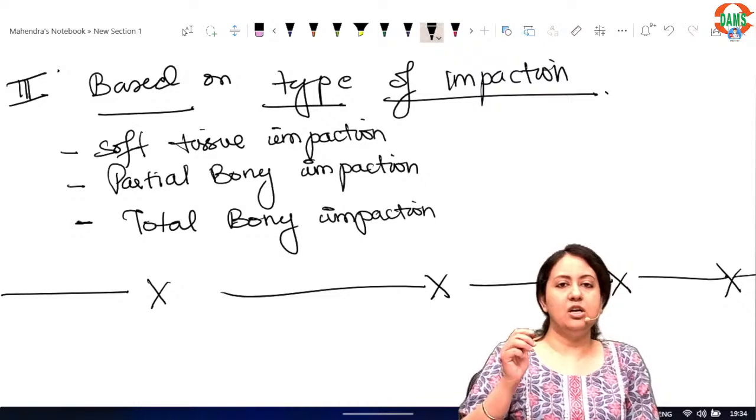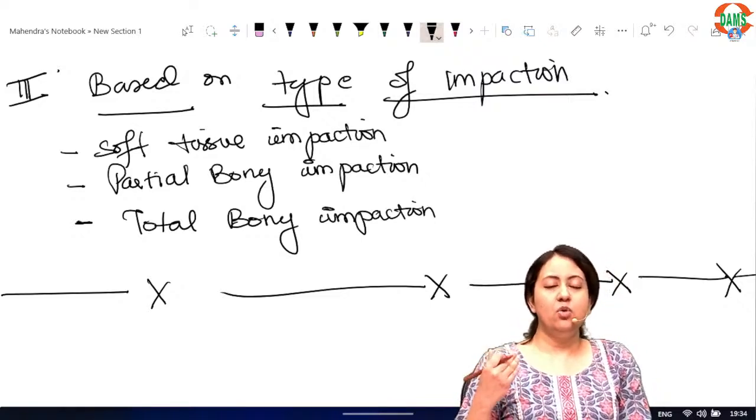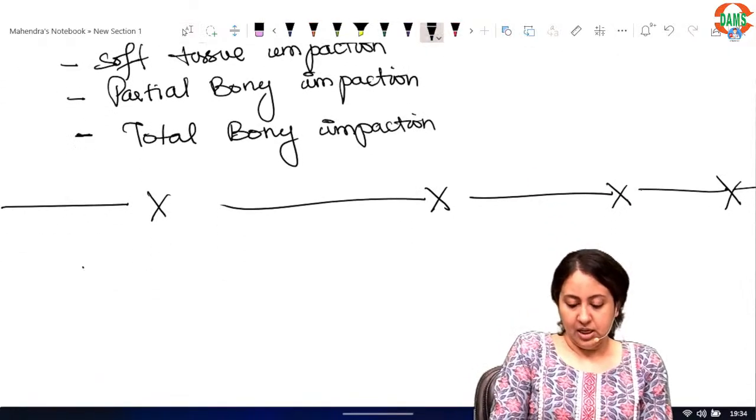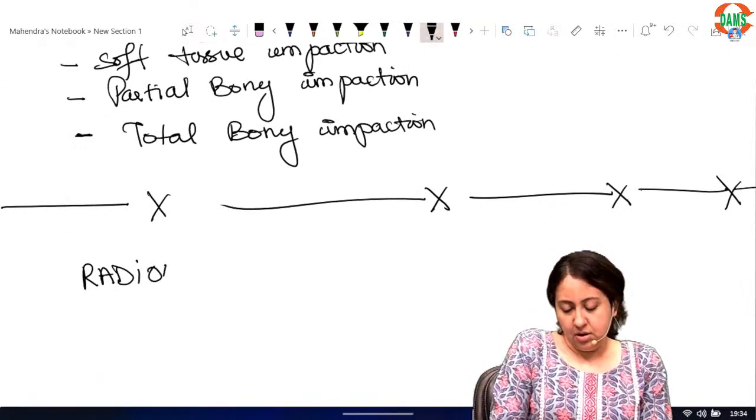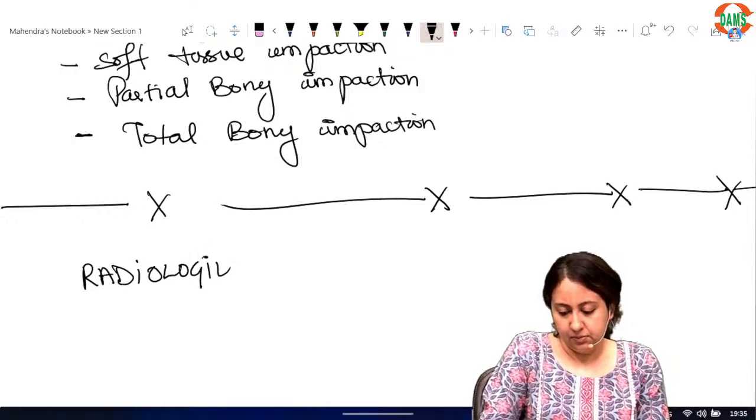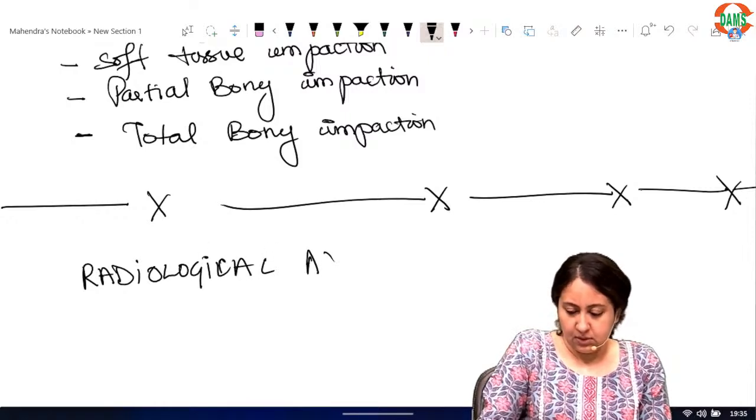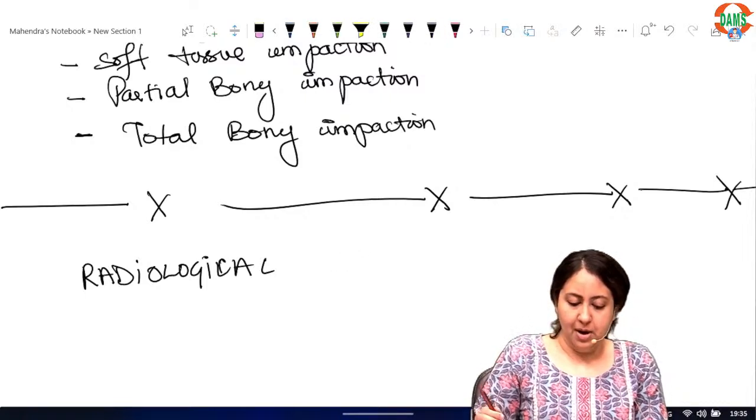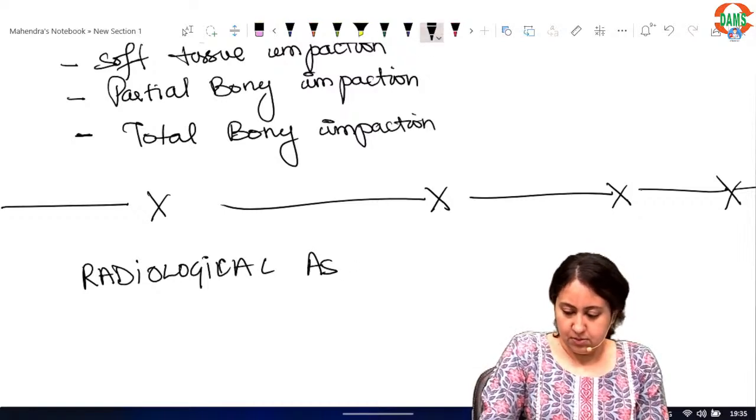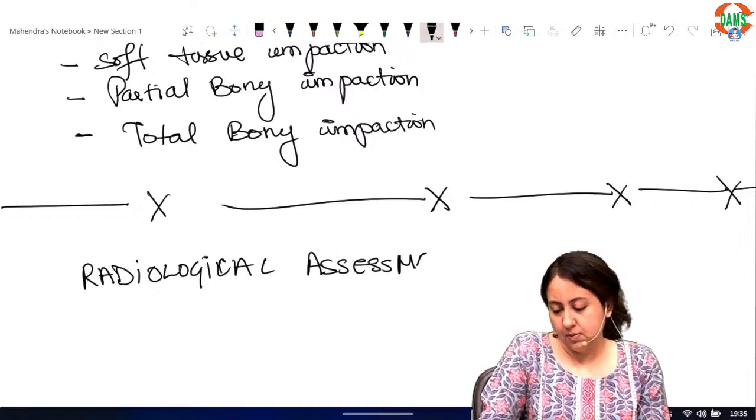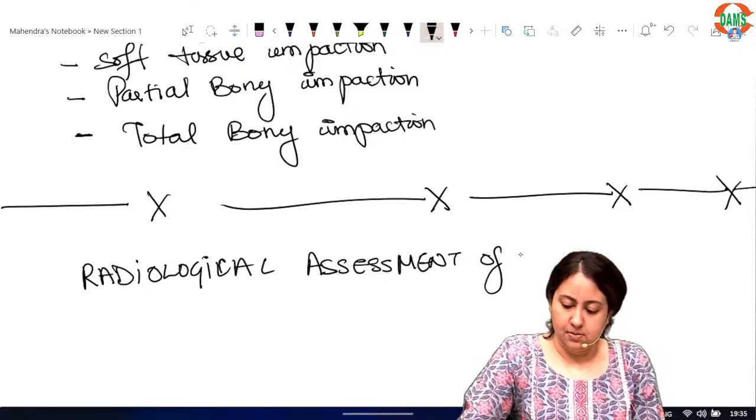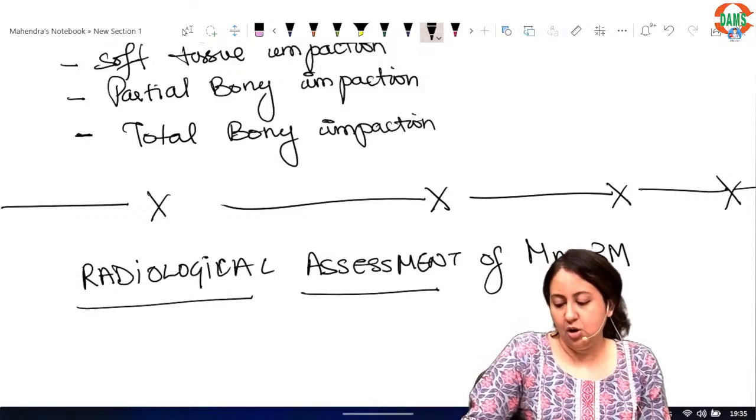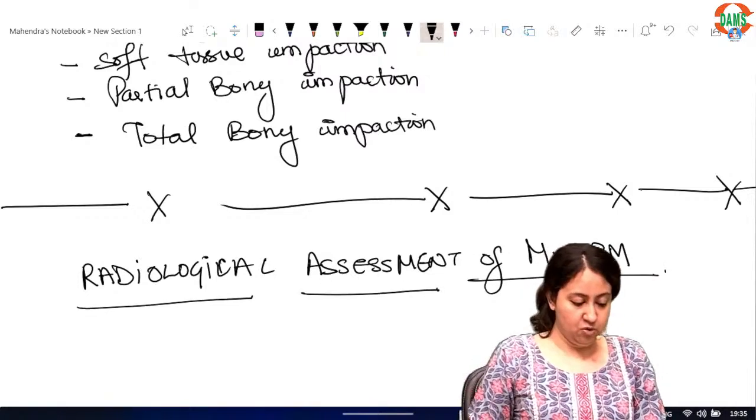And the most important is Pell and Gregory classification. You have to remember that. Now, there is something known as radiological assessment of mandibular third molar.